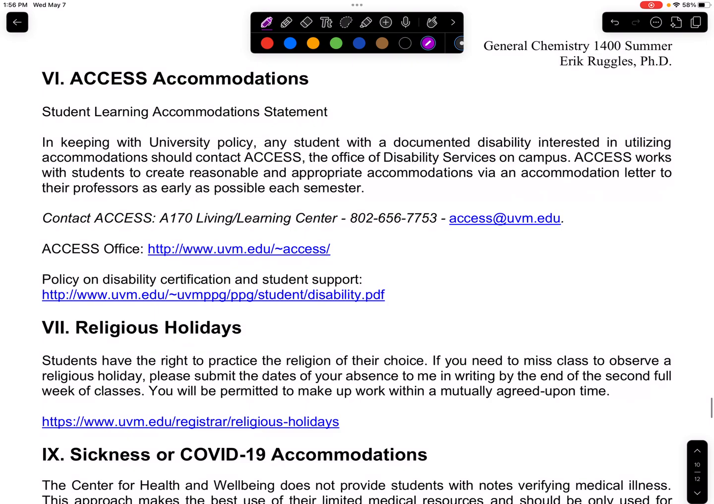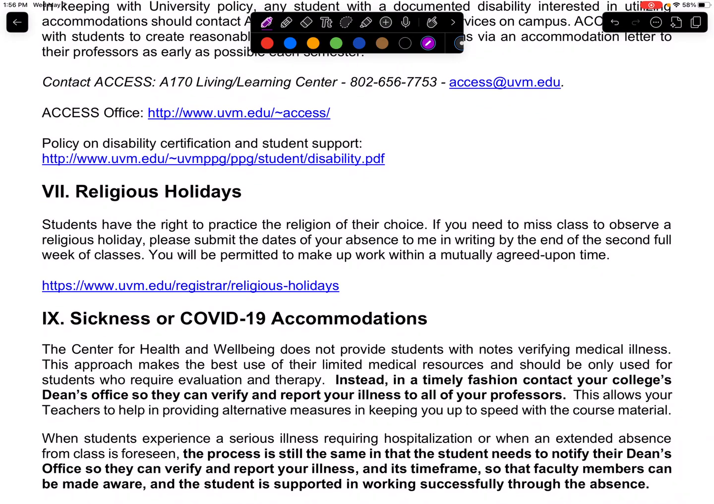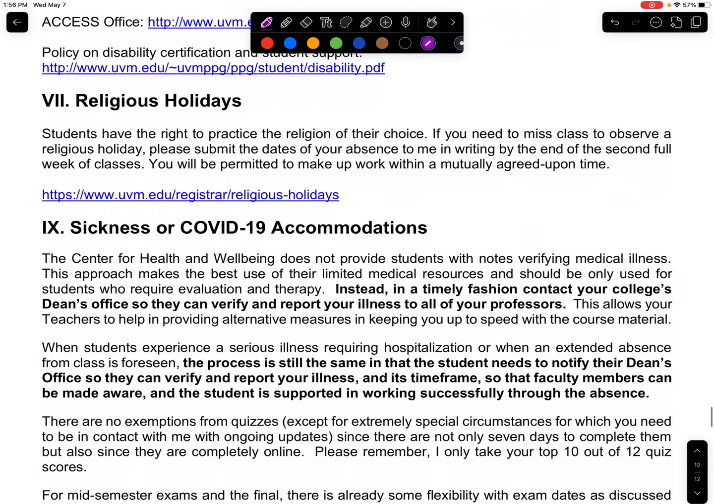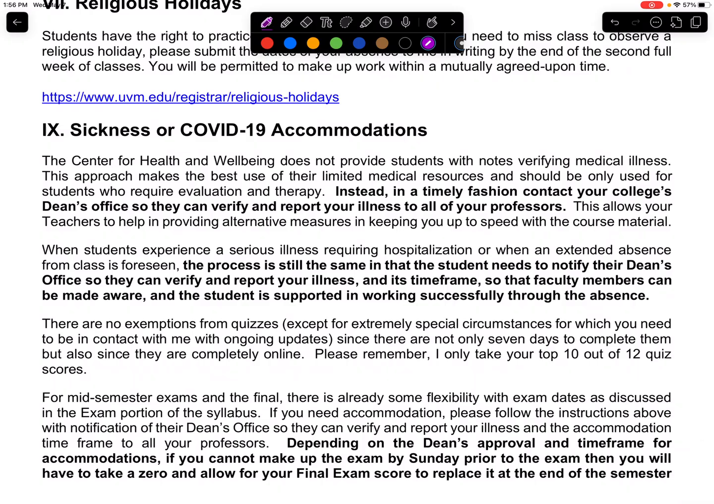Lastly, with access accommodations, you just need to discuss that with me if you have such. Religious holidays, if there's some type of conflict with an exam, please let me know. We'll figure something out. Religious holidays are pretty much set in the calendar, so if you are one that practices, you should know those dates and let me know. Sickness accommodations, you just need to keep me in the loop as to what's going on with your health.